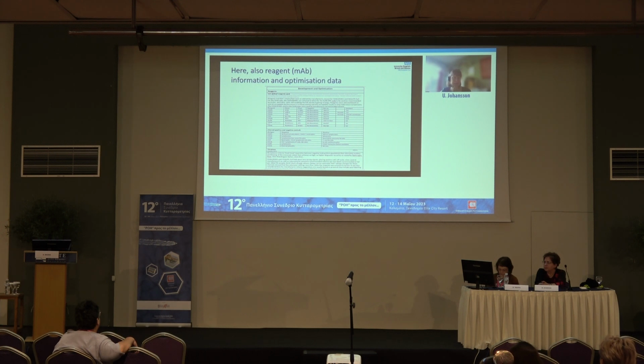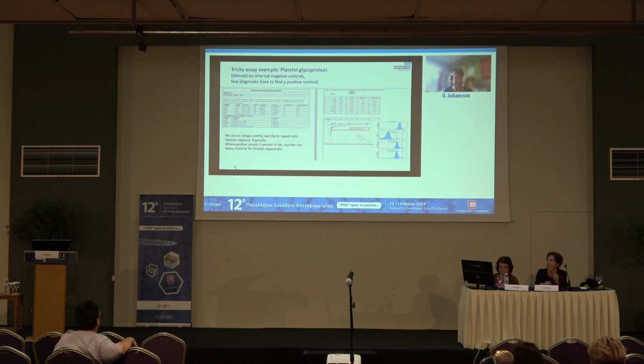And in the same area of the validation template, we also state all the details about the reagent, the clone, the fluorochrome, where we got it from, the catalogue number, whether we needed to titrate it or whether we used the manufacturer's recommended volume and so on. And if we have titrated the antibody, we then have the details about that in the template as well. Sometimes it's not entirely straightforward.